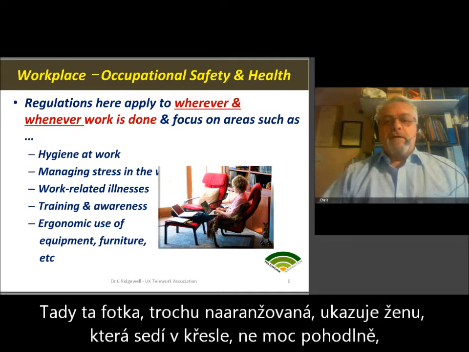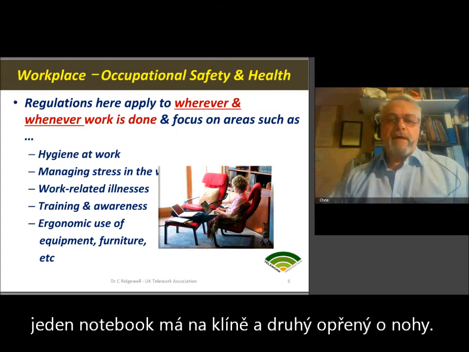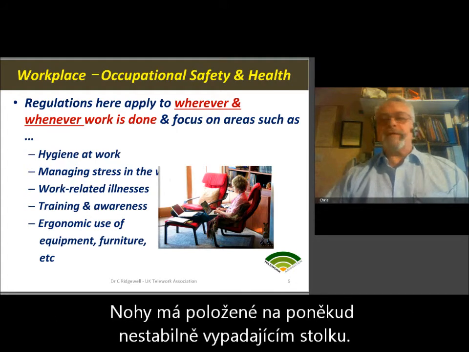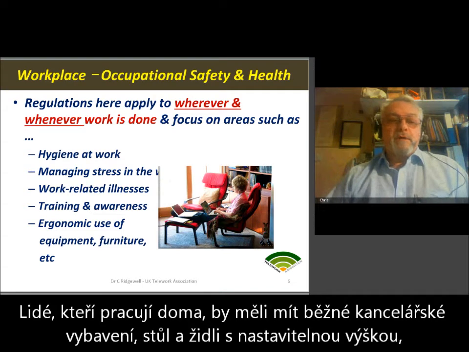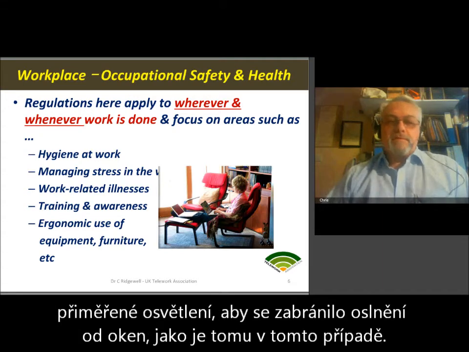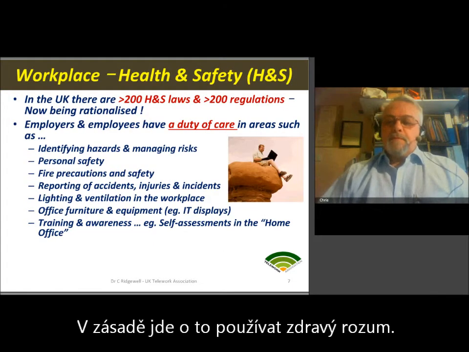And the photo here, although it's a bit contrived, shows a woman sitting in a chair, not very comfortably, with one laptop on her lap and another one resting on her legs resting on a rather rickety looking table. Clearly that is not an adequate sort of working place, is not compliant with legislation. People working at home generally should have normal office equipment, height adjustable desk, height adjustable chair, adequate lighting so there's no glare from the window as you can see in this case. Also things like fire regulations, which I'll touch on in a minute. Basically it's common sense.